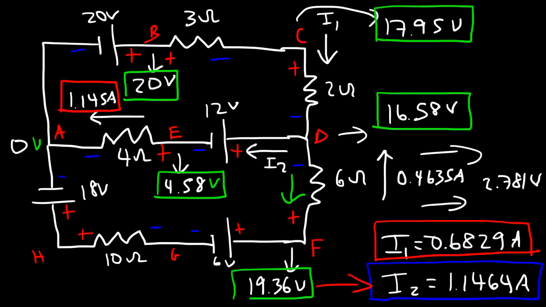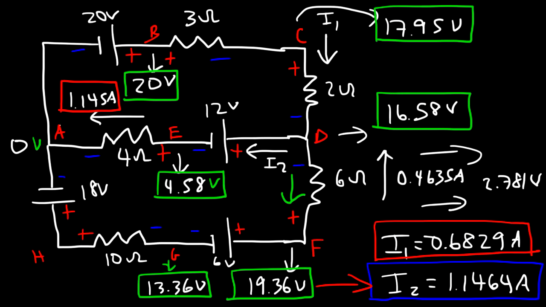So now let's go from F to G. We're going from positive to negative, and that's going to be a voltage drop of 6 volts. So 19.36 minus 6 is 13.36. So that's the potential at G.